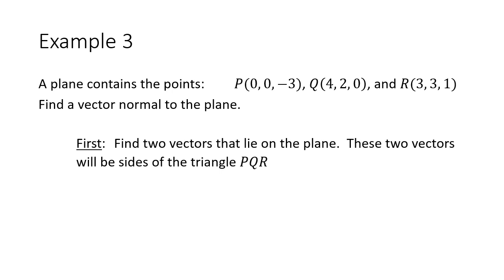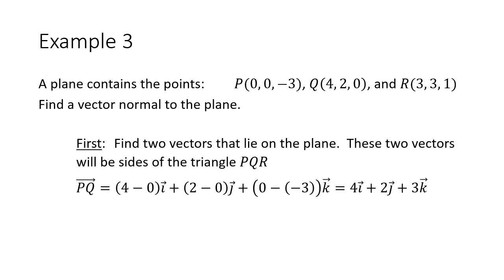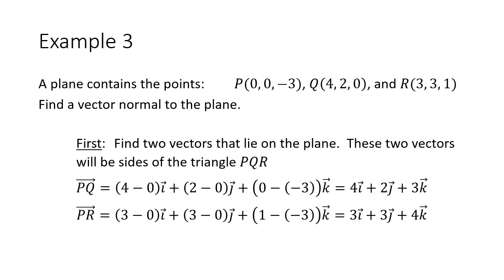Now, me going through, I'm going to find vector PQ and PR. And again, remember, to find those vectors that connect 2 points, you're just finding the difference between each of their components. All right, the terminal minus the initial. And so I find my 2 vectors. So PQ is the vector 4, 2, 3. PR is the vector 3, 3, 4. And again, go through, pause the video, double check, and make sure you're getting the same thing as I am. Did you get the same thing? Then let's continue.